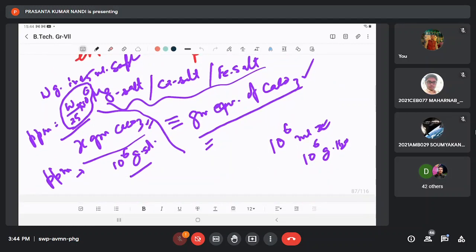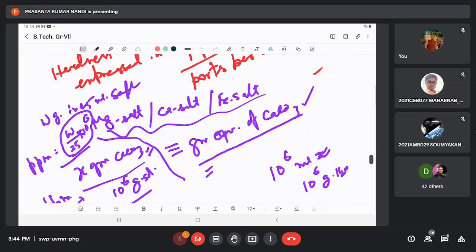Always you have to convert it into the equivalent amount of calcium carbonate. So x gram calcium carbonate, not x gram equivalent. You have to calculate first what is the gram equivalent of calcium carbonate, where W gram salts are present, whether it is magnesium, calcium or iron salts, or all three salts are present, that is total weight W gram in the 25 ml hard water sample. And this W gram salt is equivalent to how much calcium carbonate? Say x gram calcium carbonate.